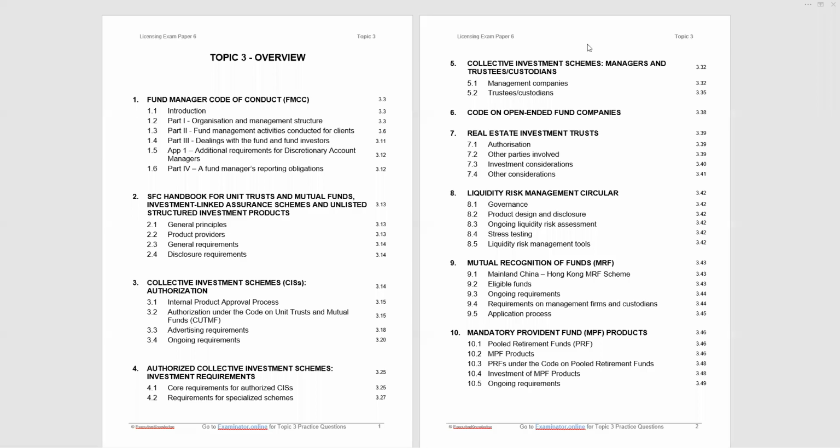Welcome to this short executive knowledge lecture on topic 3 of paper 6 of the SFC licensing exams. This topic covers asset management regulations, and this is the big one at paper 6. You're going to see the most number of questions out of the 4 topics coming from topic 3. And there's a lot of technical material in it. So if you're hoping to pass paper 6, you really have to get topic 3 under control.